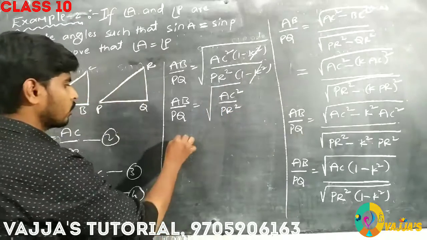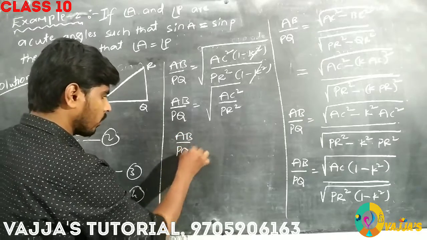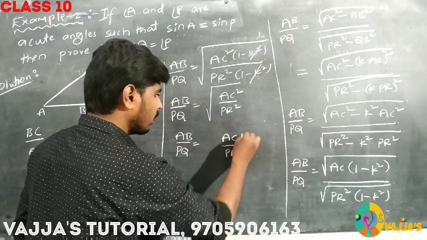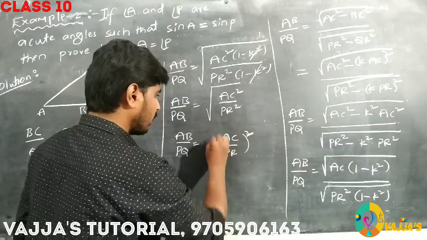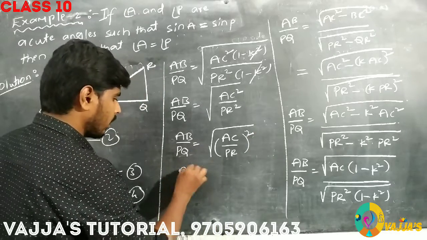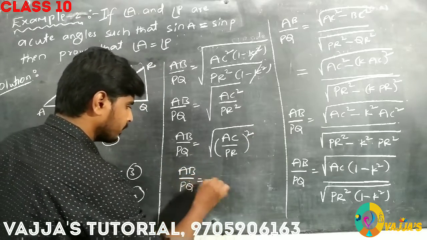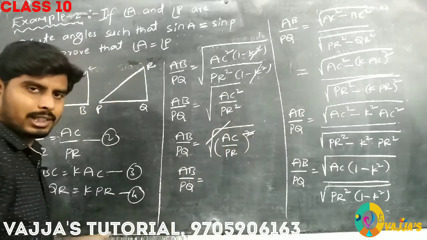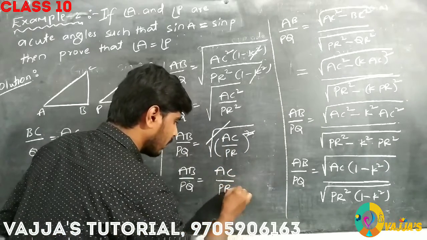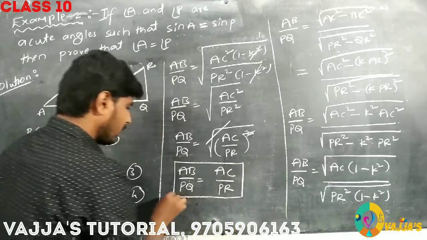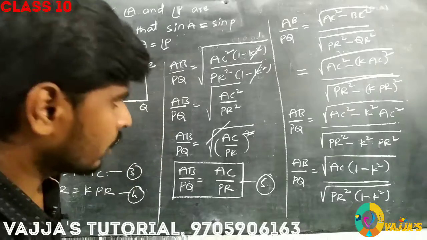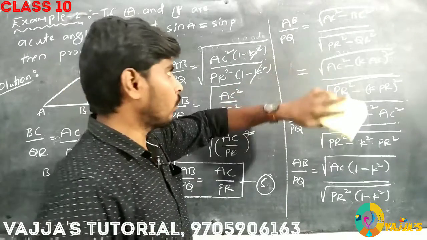Okay, right. So in the next step, AB by PQ equals, what can we write here? We can write the root of (AC by PR) whole square, isn't it? Yes. Next, AB by PQ equals, the square and root get cancelled here. What is the remaining? AC by PR is the remaining. Consider it equation 5. So pause the video, I am rubbing this. Write down the notes clearly.